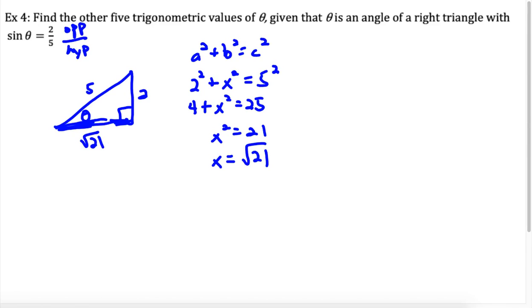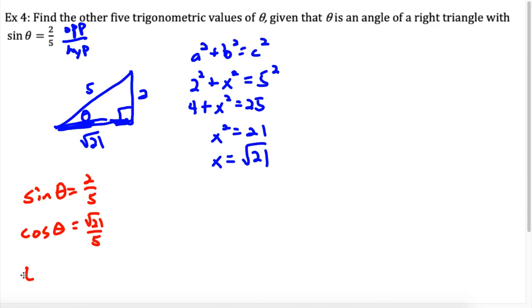Now I can list my 6 trig functions. So the sine of theta, opposite over hypotenuse, 2 over 5. We were already given that one, but I just like to get in the habit of listing all 6 anyway, even if we're given 1 or 2 of them. Cosine then is adjacent over hypotenuse. I should also mention that even if we do end up with a square root here, we want to keep that value. We want to leave that as an exact value. Don't get a decimal approximation for that.